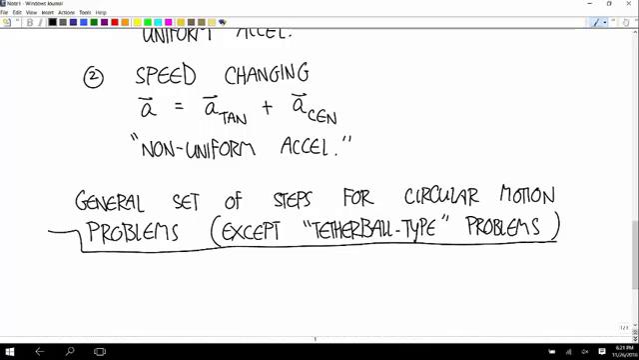Is it a coincidence that one of the types of circular motion is called uniform circular motion, and that this is a general set of steps, and generals wear uniforms? Yes, that's totally unrelated.